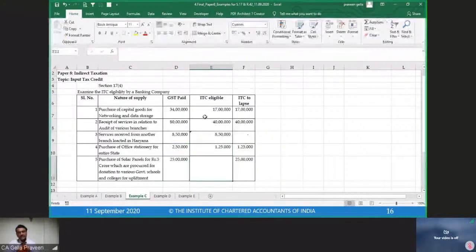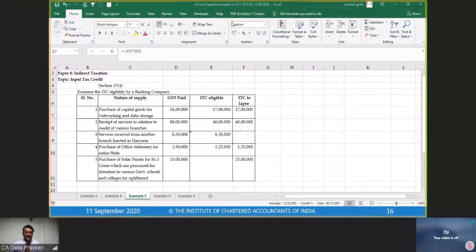Next, last question. Purchase of solar panels for 5 crores, which are procured for donations to various government schools and colleges. Now, it is not meant for business. It is meant for other than business. The moment I give it free of cost, it is not in relation to business. So I would say 0. This is my ITC computation in relation to section 17, subsection 4. So the answer for this problem is 66,75,000. This is my answer for 17.4.